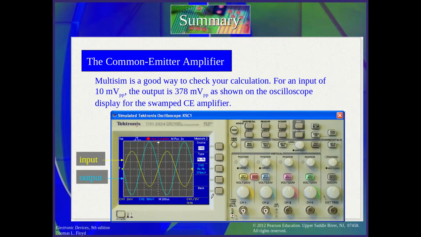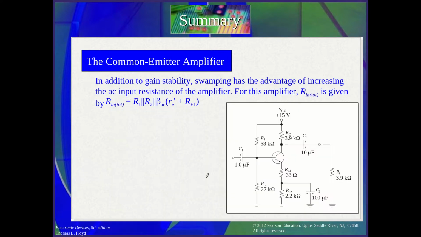Now if you put this circuit into the Multisim simulation software, you see that this is the input and this is the output. It's reversed, but amplified with a gain. Now the common emitter: in addition to gain stability, swamping has the advantage of increasing the AC input resistance. So for this amplifier, the R input is given by R1, R2 parallel with beta multiplied by RE dash plus RE1. Okay, so the gain will be different this time.